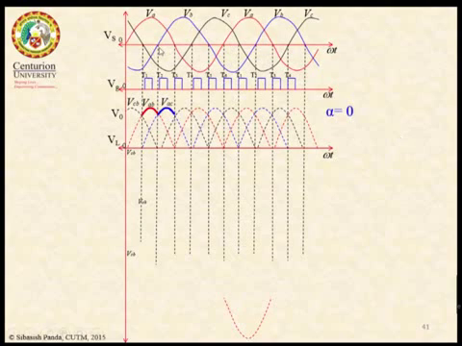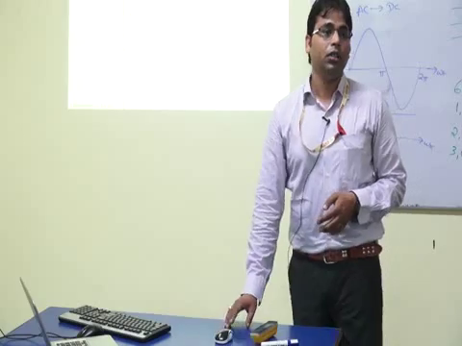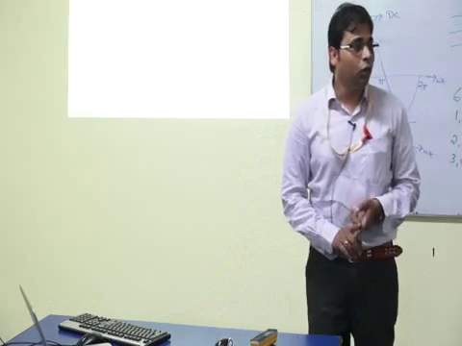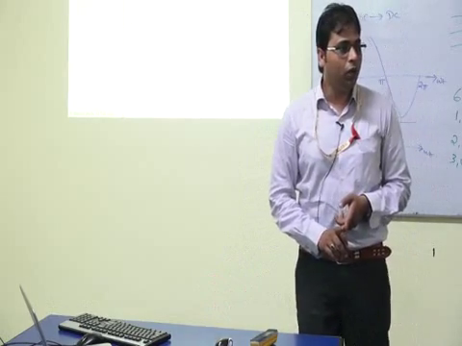Okay. After this it will start conduction from here and it will continue its conduction up to here, next 60 degree. So similarly, next 60 degree VBC, then VBA, then VCA, CB, then AB, then AC and BC, it will continue its conduction and so on. Okay. So this is the output voltage we will get for alpha equal to 0.